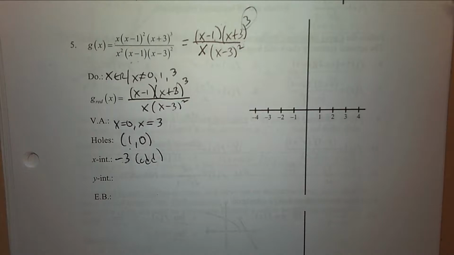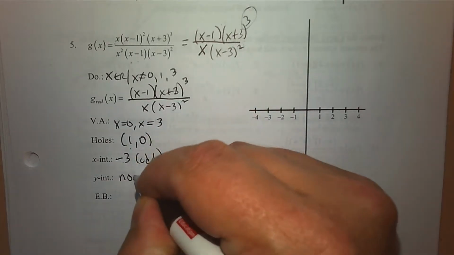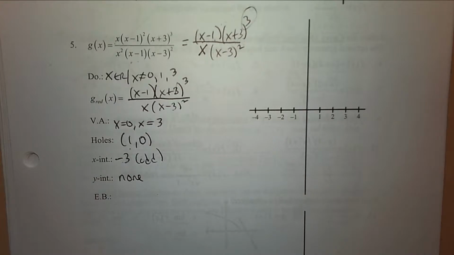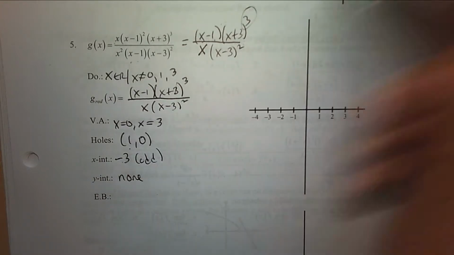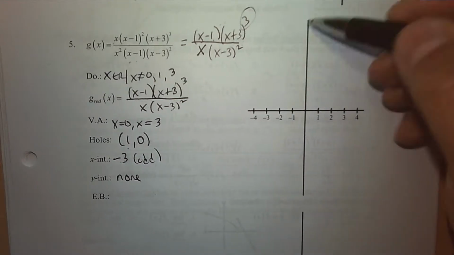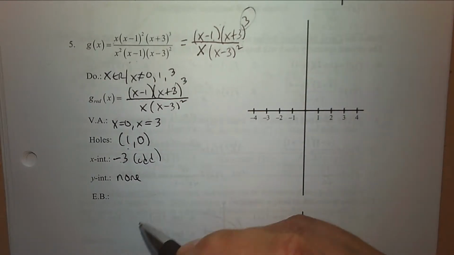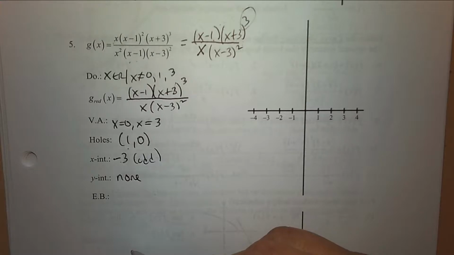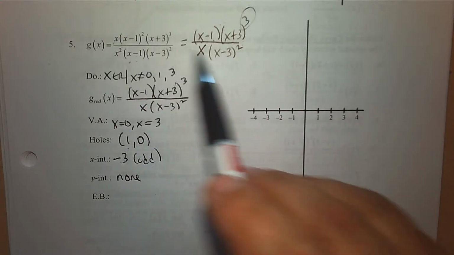What's the y-intercept if I plug in 0? And you would say none, because when you plug in 0, it's undefined, right? At x equals 0, there's a vertical asymptote. So over the y-axis is an asymptote. What's the right and left end behavior? So if I both give you the same answer.